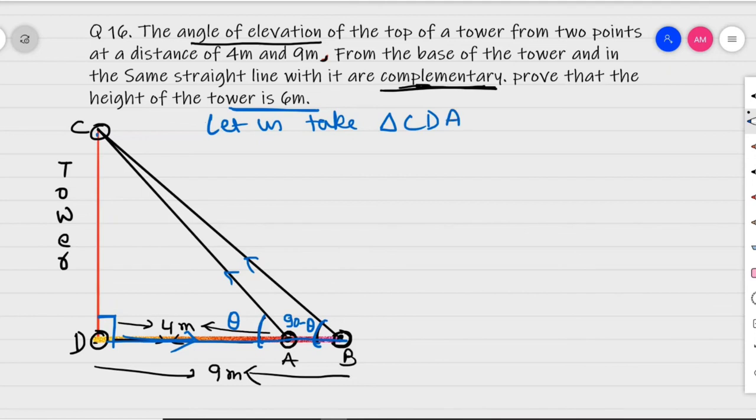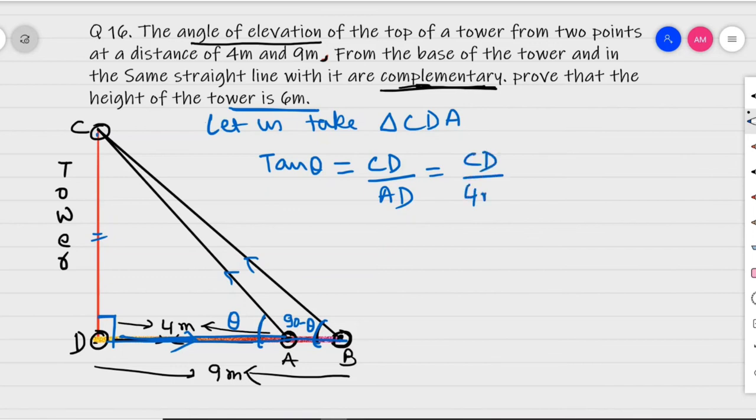From here what you are getting, see, from CDA you are getting theta. Now see, you need to find the value of tower and you know this value AD, so it would be better to take tan. So tan theta will be equal to CD by AD. Okay, this is CD by AD. How much is your CD? You don't know. What is your AD?